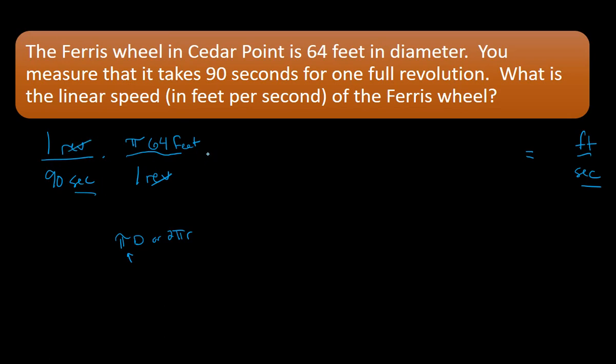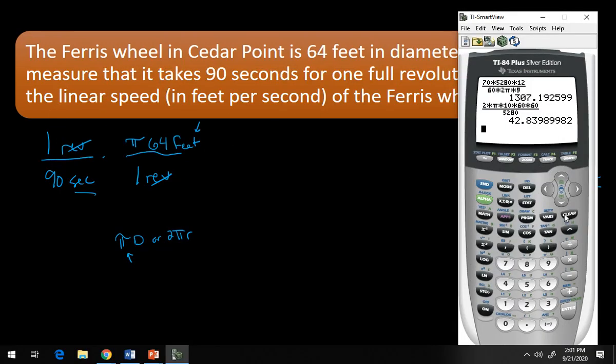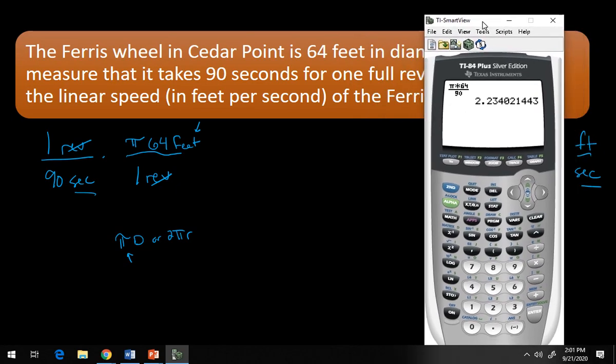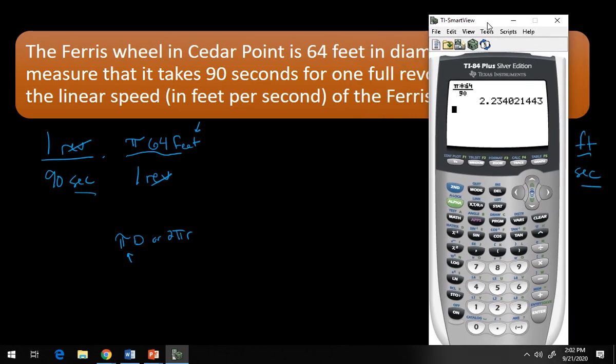And then, I'm actually done. Look at this. I've got feet and I've got per second. So this one is actually a short one. So all I have to do here is pull up and make my fraction. On the top, I'll have pi times 64 over 90. And this tells me then that I will wind up with the Ferris wheel turning at 2.234 feet per second.